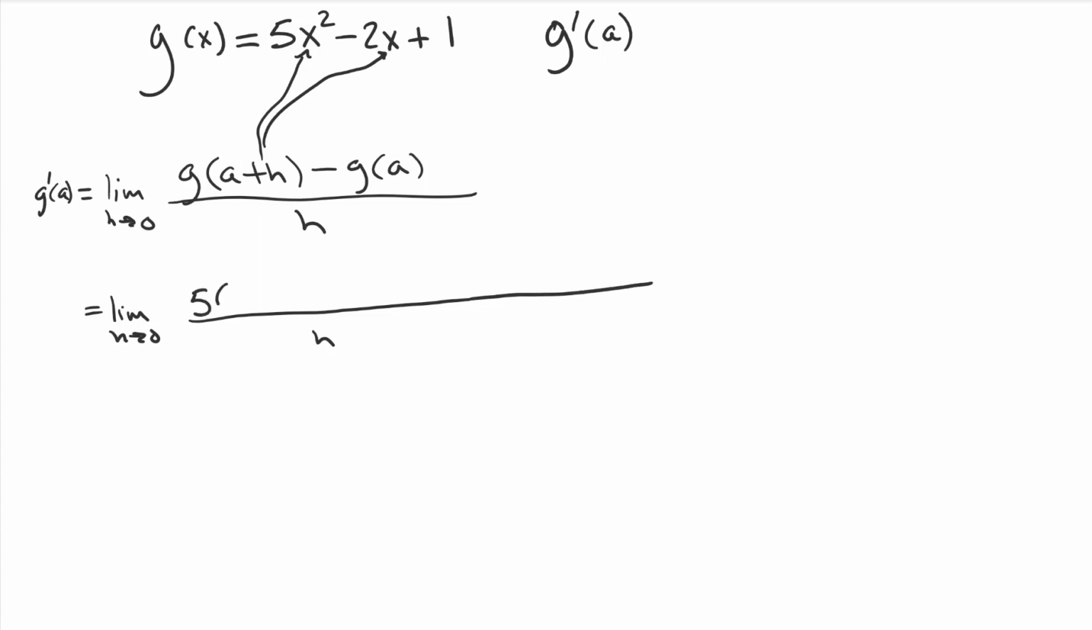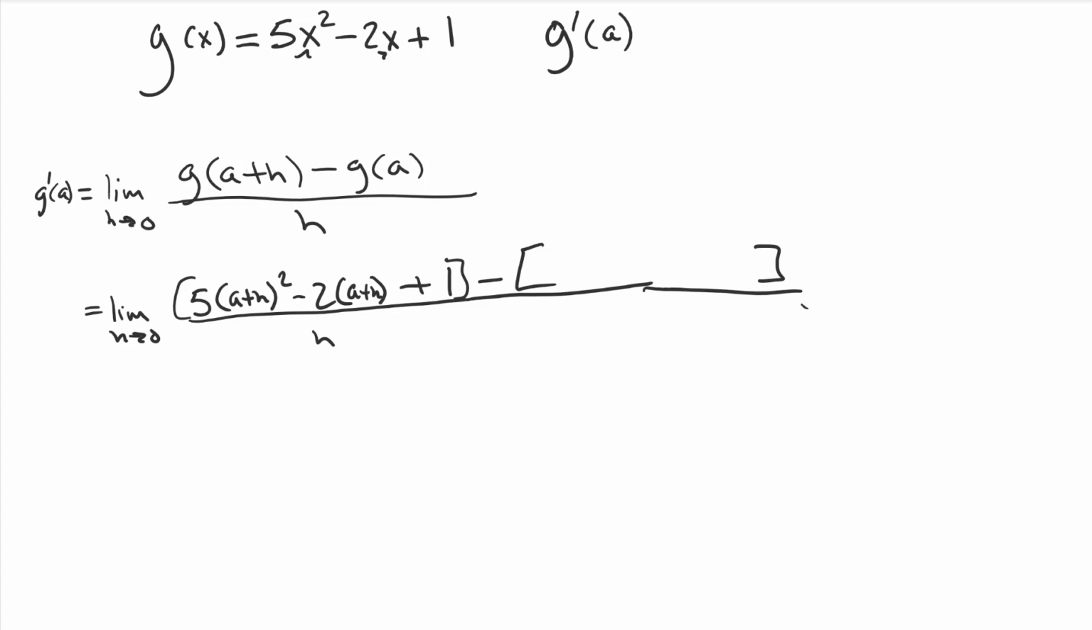So we're going to say 5 times something squared minus 2 times something plus 1. Right? I'm just not writing it. Now that a plus h goes in. A plus h. I'm going to put a bracket around it because we're not done yet. Now we're just going to find our g of a. So now instead of plugging in a plus h, we're just plugging in a, and that makes it 5a squared minus 2a plus 1.